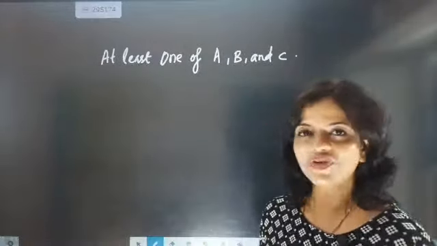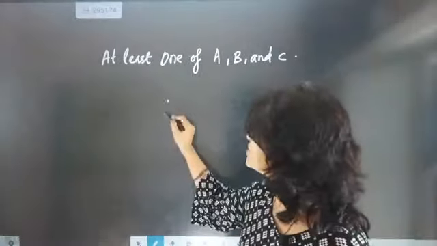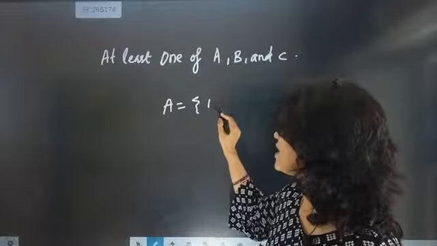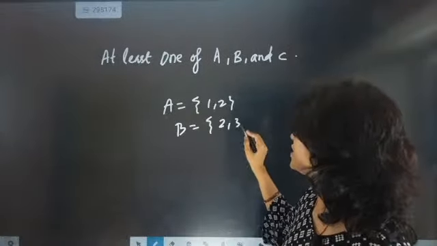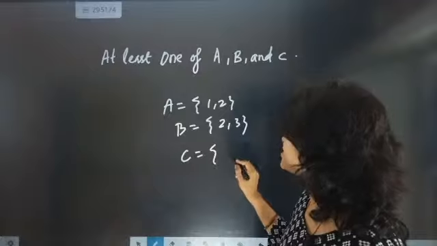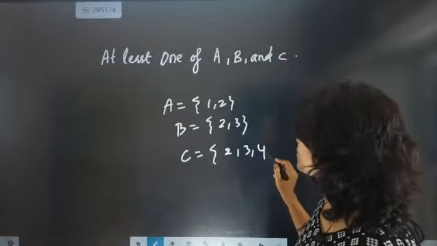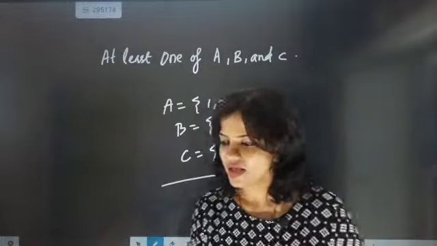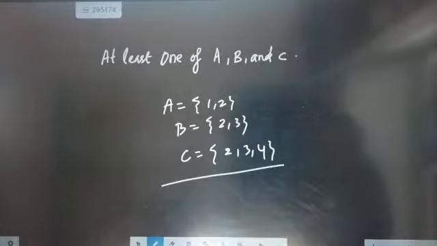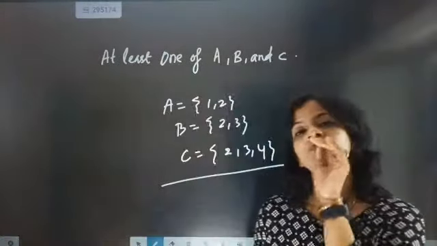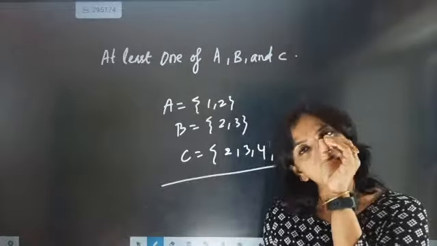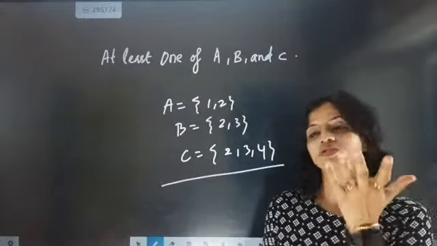So now I am just giving you a question, you have to tell me the answer for this. A is coming as 1, 2, B is coming as 2, 3, C is coming as 2, 3, 4. What will be the answer? At least one of A, B and C. Until and unless you understand, because probability word problems, probability is totally handled by the words. What words?